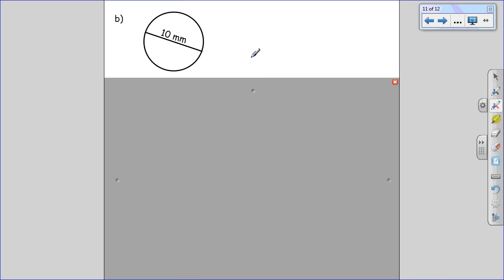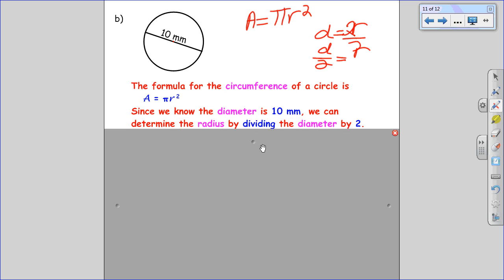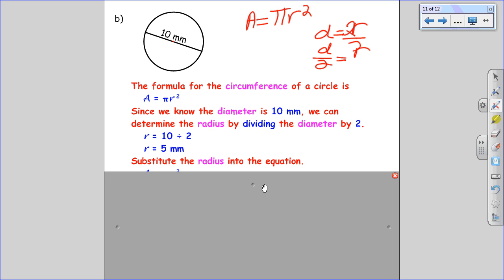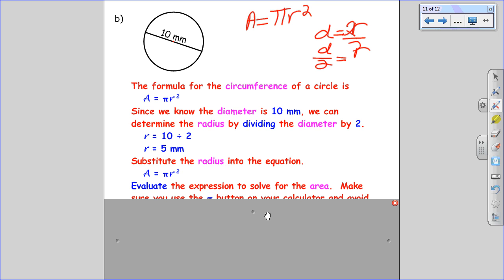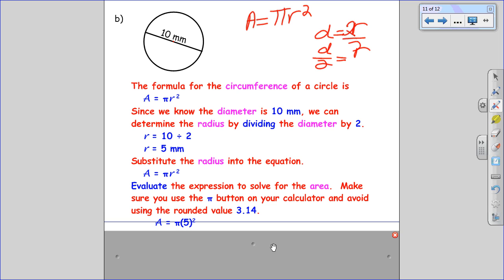Now we have a circle. The circle is a little more complex because we have area equals pi r squared. We weren't given r, we're given the distance across through the center of the circle, which is the diameter. Remember, diameter is the radius times 2. So if we want to find the radius, we have to take the diameter and divide it by 2. So the radius is 5 millimeters, and we can substitute this into our calculator.